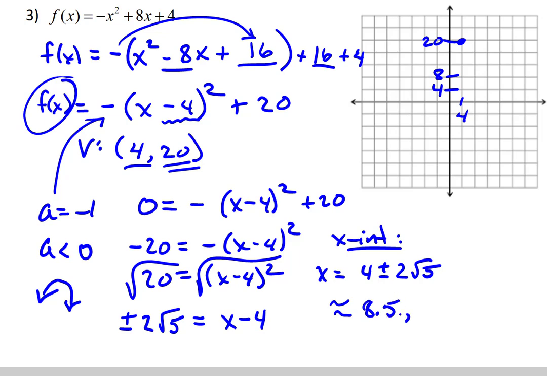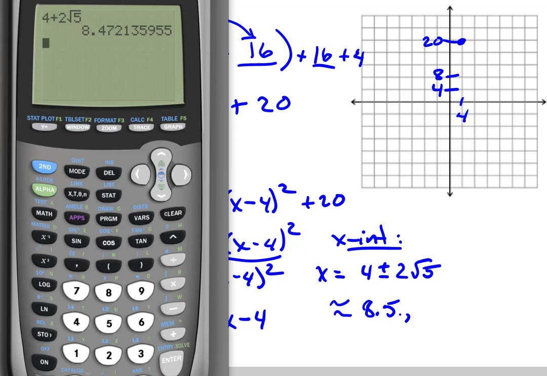Now that was one value. Let's compute the other as well. That was for minus 2 root 5. So we'll go ahead and type that one in just the same, for minus, and we'll call that value negative 0.5.